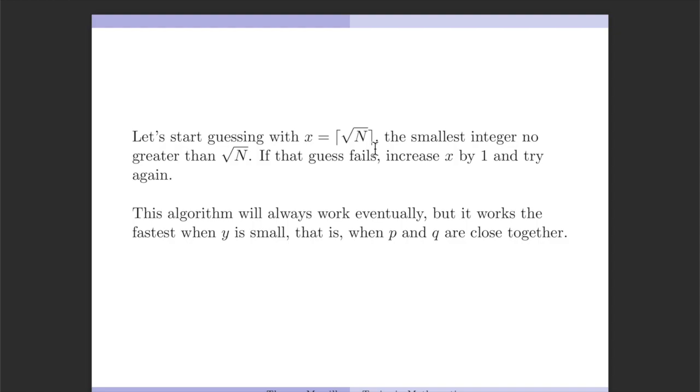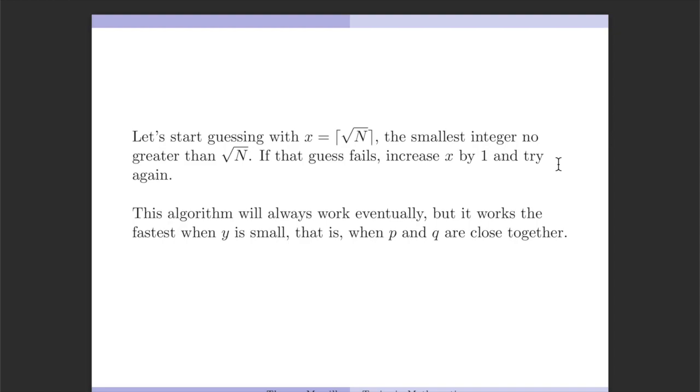If you don't have an integer, you round up to the next integer. So that's just the ceiling function: the smallest integer no greater than the square root of n. It's another way to say that. That's always going to be our first guess. If this guess does not work, we're going to increase x by 1 and try again.